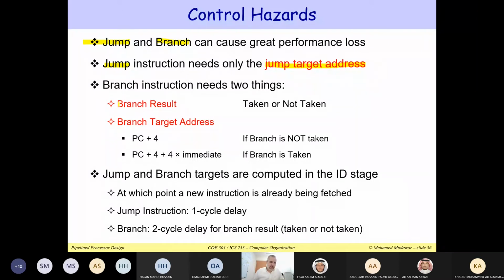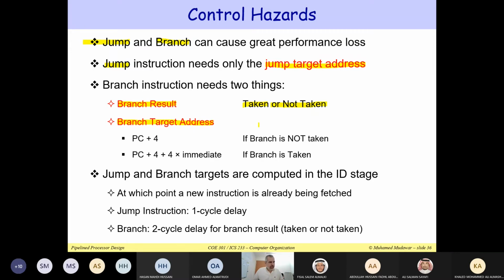We need the branch result. So in the case of a branch, we have to execute the branch. Now, why do we execute the branch? Because I need to know if the branch is taken or not taken, because the branch has a result. The result here is the outcome of the branch, which says taken or not taken. Now, if the branch is taken, we have to branch into the branch target address. Okay, that's if the branch is taken. So we need the branch target address. So we need two things in the case of the branch.